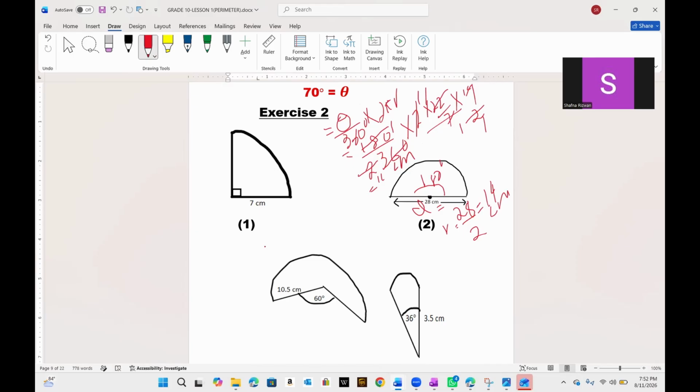And now let's go towards this third one. In this third one, they are asking you, do you all have the radius? Yes, radius is 10.5. But let's make it into a proper one. Decimal is hard, so let's use a fraction. 10.5 means 10 and a half. If you convert this mixed number into a fraction, 10 multiplied by 2 is 20, plus 1 is 21 over 2. 21 over 2 is your radius.